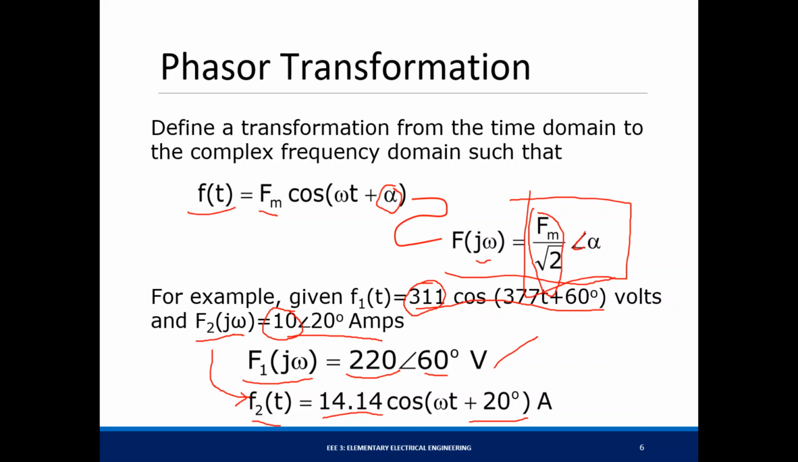And as you think of it, how do you use it in analyzing circuits? Well, it's not just the voltage, not just the current. We also have the resistance, the inductance, and the capacitance. We can actually map them into their phasor forms also.